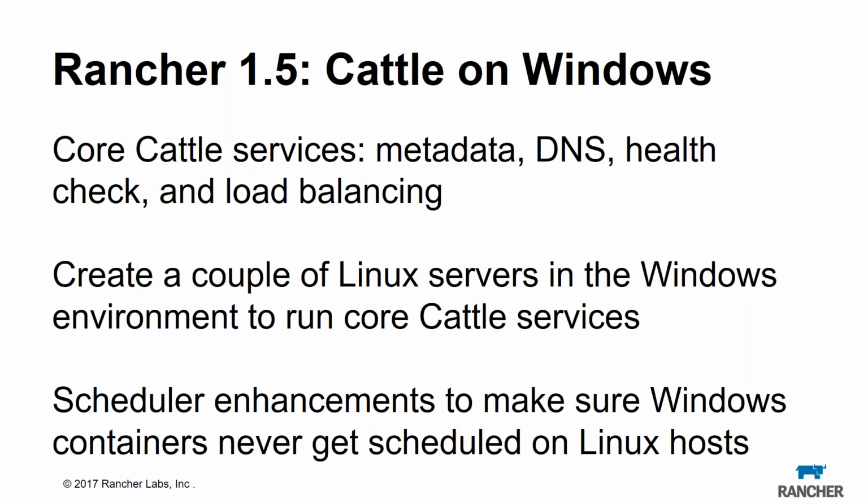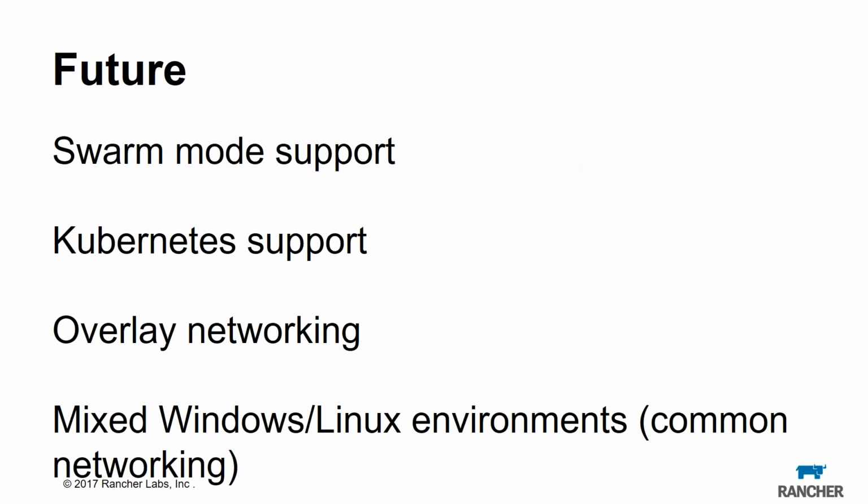Believe it or not, Cattle involves a few services: there's a Cattle scheduling service, but besides that there's metadata, DNS, health check, and load balancing. The way we're going to very quickly support these services is exactly a mixed Windows and Linux environment, which is what the Kubernetes guys are doing as well. We're going to allow you to create a couple of Linux servers in a Windows environment. For now, these Linux servers will be used solely to run these core Cattle services, and we're making some scheduler enhancements that James is going to show in a few minutes to make sure Windows containers never get scheduled on Linux hosts, because today they obviously don't mix. That's 1.5, which comes out a month from now.